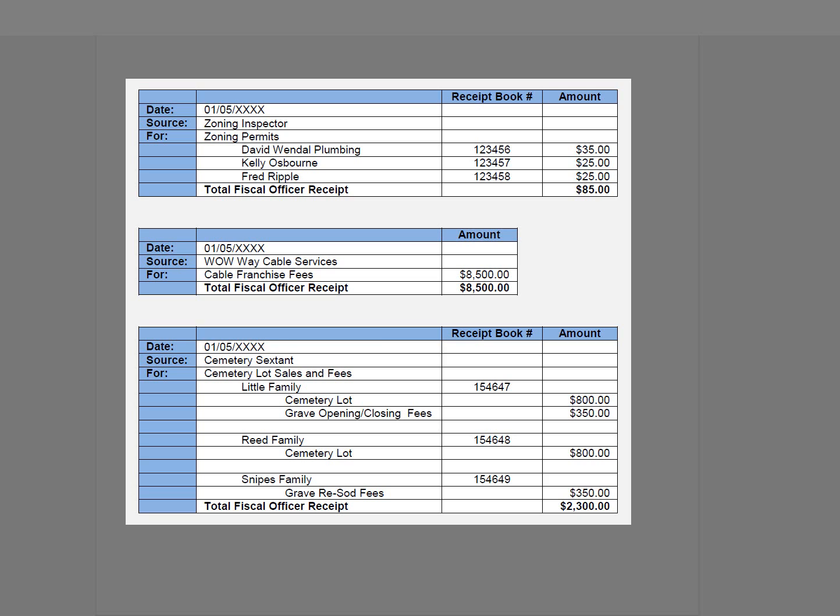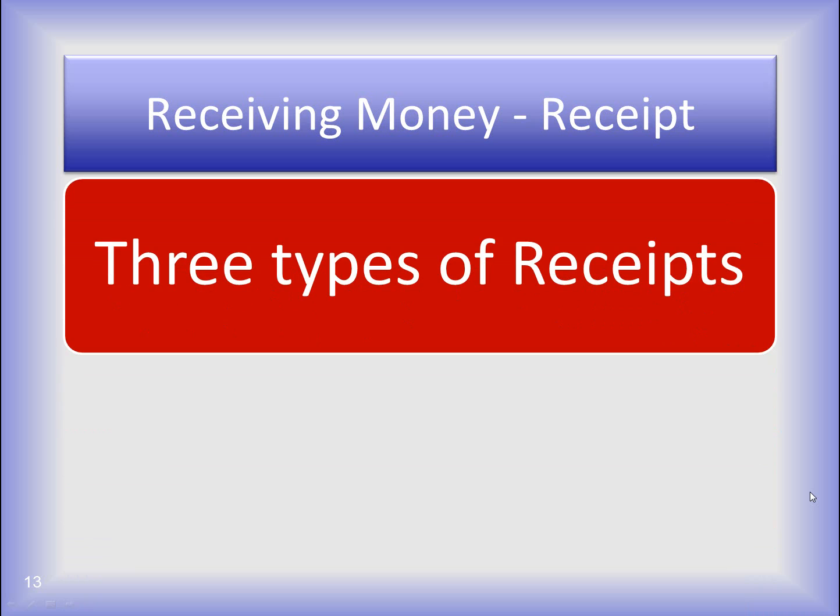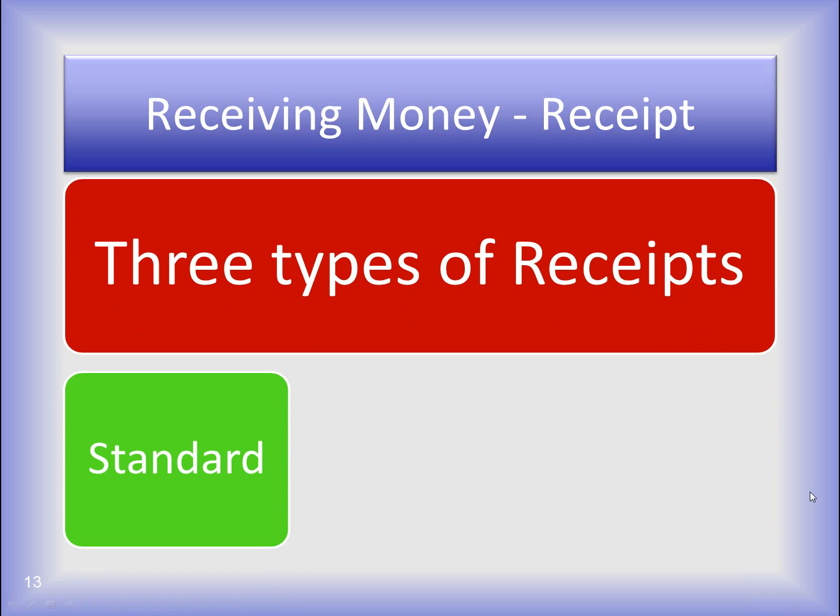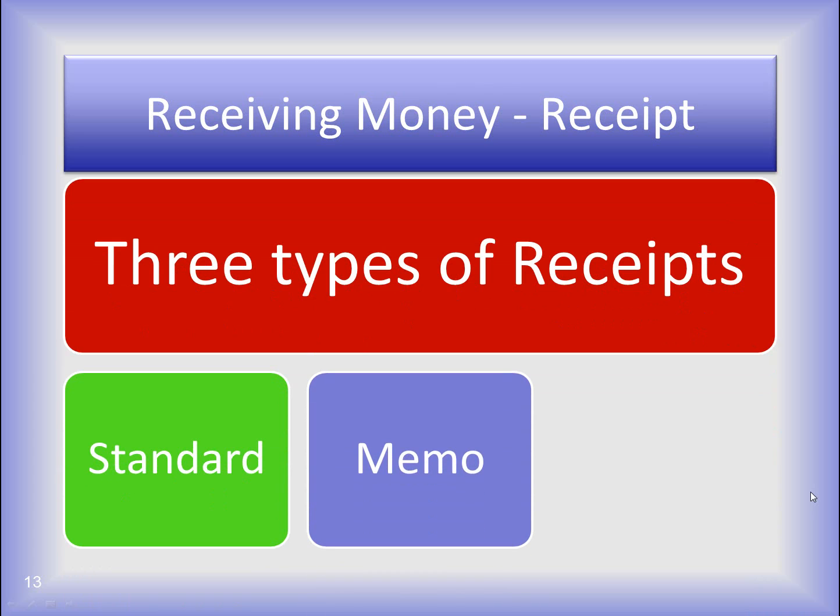Now we explore how the fiscal officer prepares receipts from these sources. In the UAN software, there are 3 types of receipts. Standard is used for almost all receipts. Memo is used when you receive a net distribution. You post the gross revenue and the fees charged against the gross to arrive at a net distribution. The third type is interest, used only for the posting of checking and investment interest.